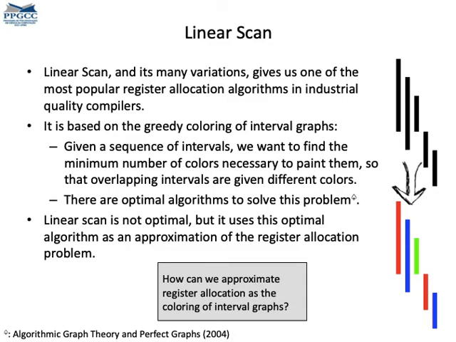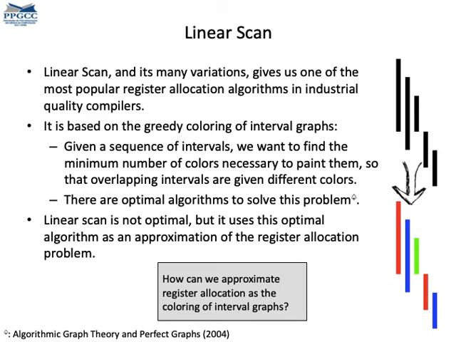Linear scan is based on the coloring of a class of graphs called interval graphs. In a way, the algorithm picks up a program and derives such a graph from this program. Coloring this kind of graphs is easy. There are optimal algorithms that run in linear time that color interval graphs.